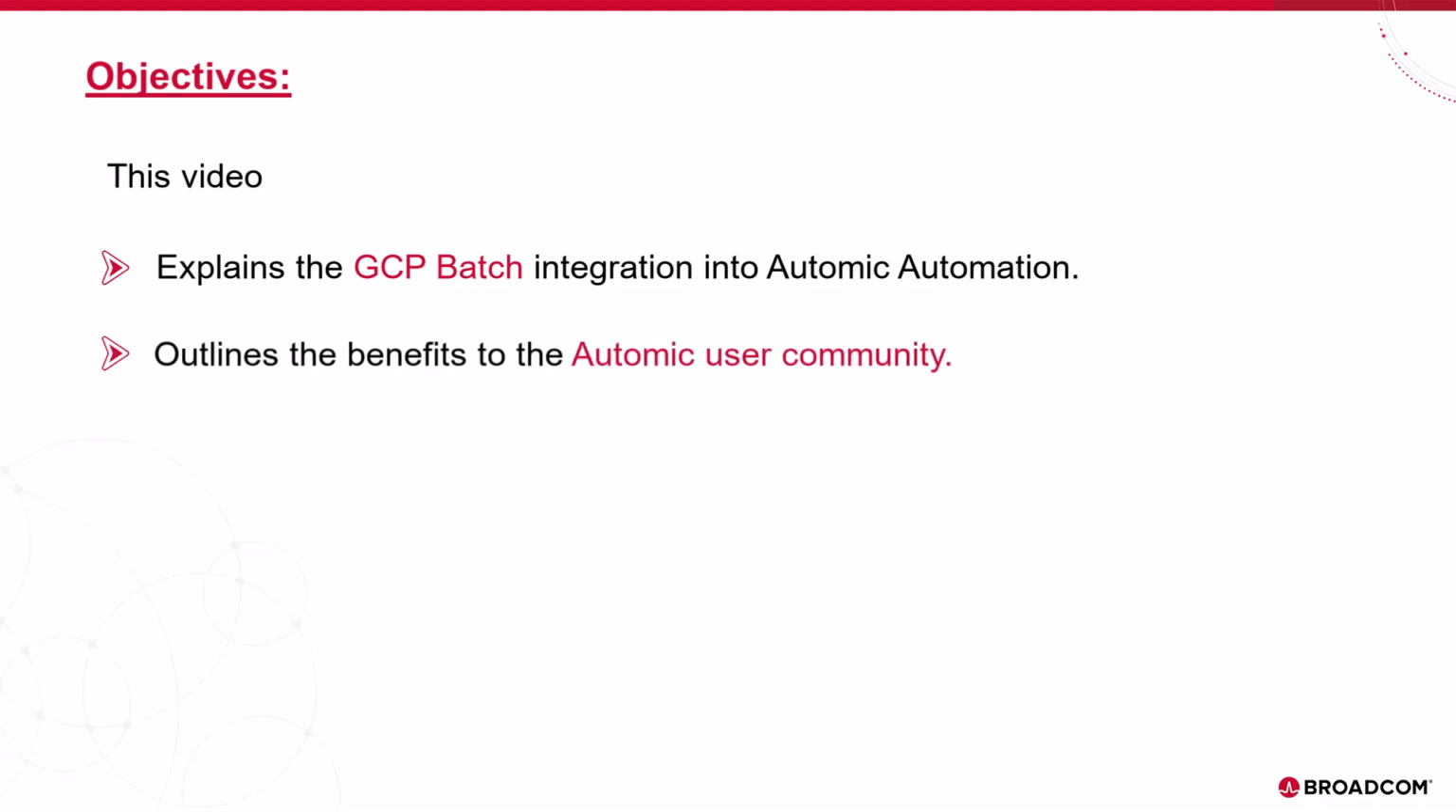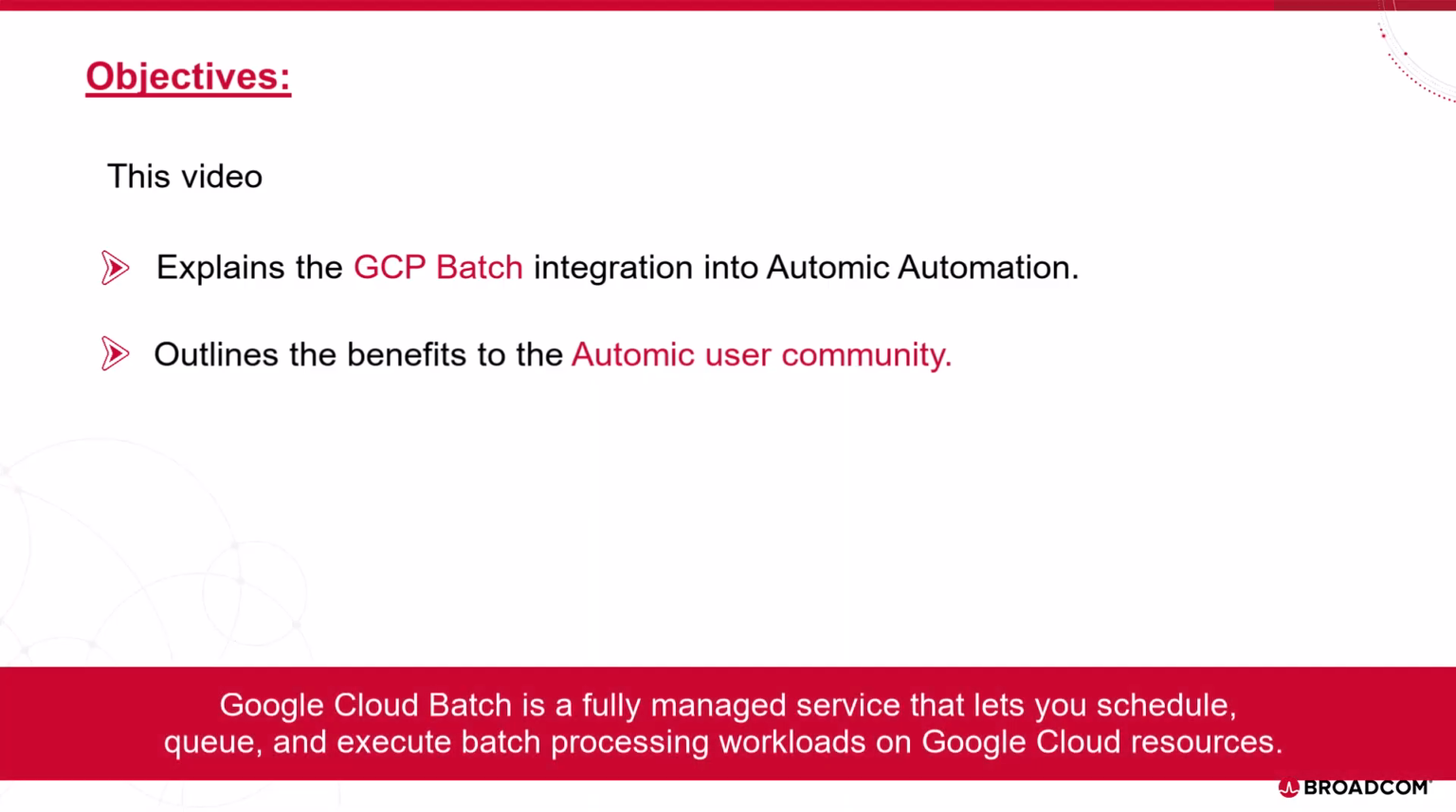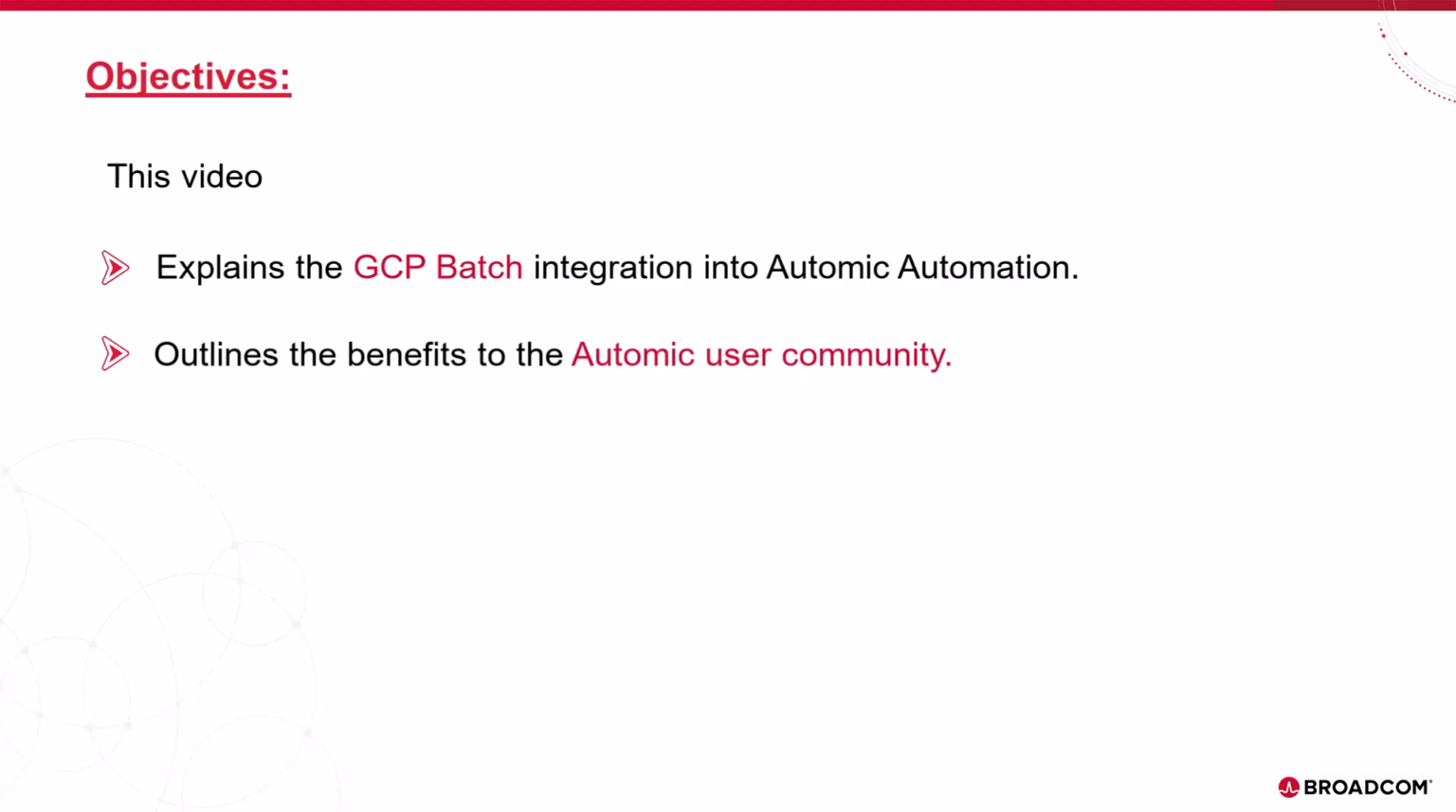Google Cloud Batch is a fully managed service that lets you schedule, queue, and execute batch processing workloads on Google Cloud resources. For example, consider using Batch for high-performance computing, HPC, machine learning, ML, and data processing workloads. Batch provisions resources and manages capacity on your behalf, allowing your batch workloads to run at scale.